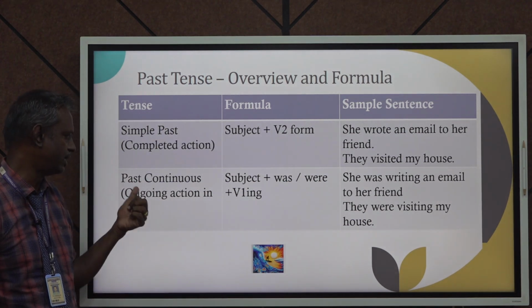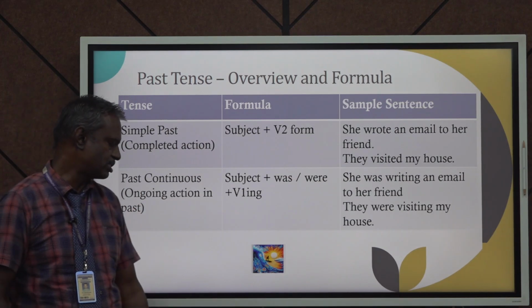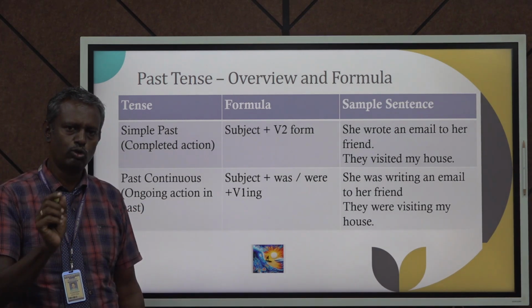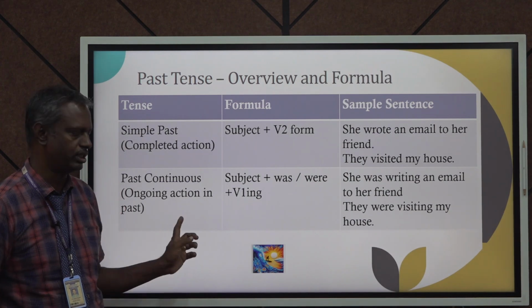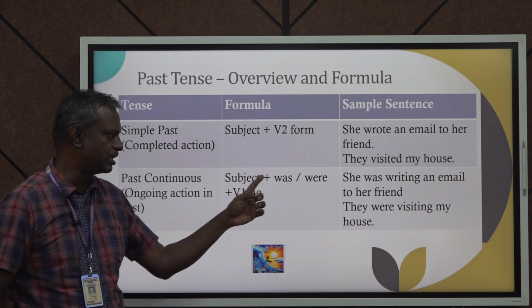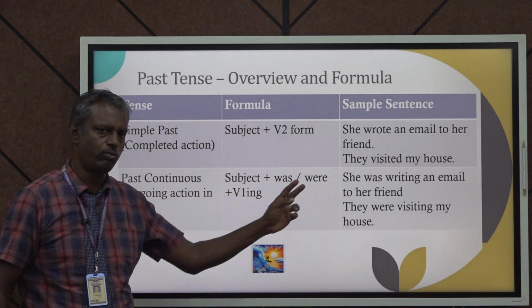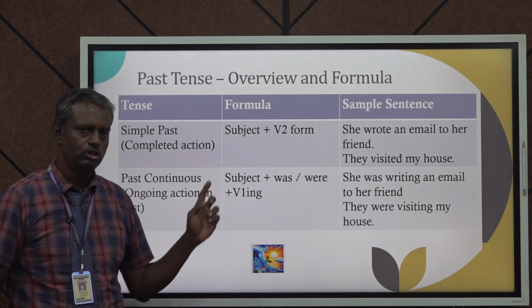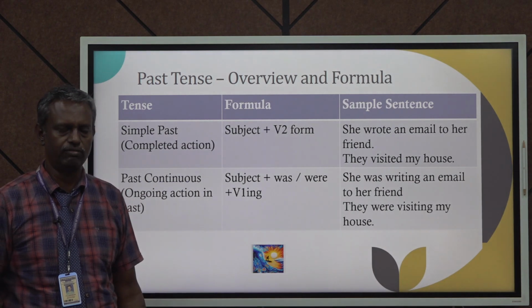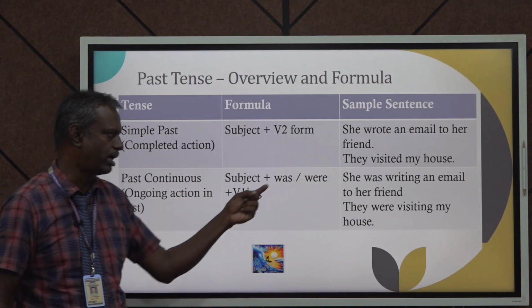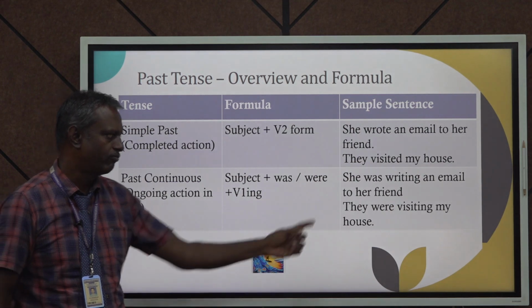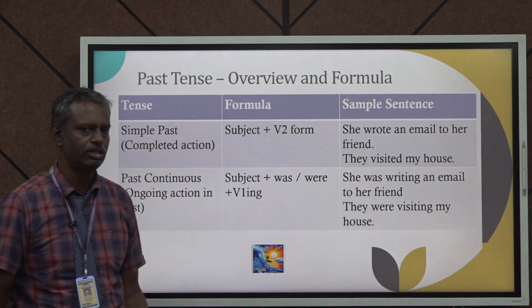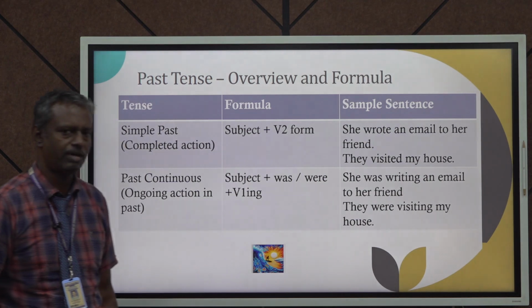Now move to the next one, past continuous. For an action which was going on for a particular period of time in the past, we have to use it. The usual form is subject plus be verb, we have was or were, plus verb ing. You have to use was for the singular, for example I or he, she, it, or any name. And if it is plural, you have to use were. For example, she was writing an email to her friend, they were visiting my house.